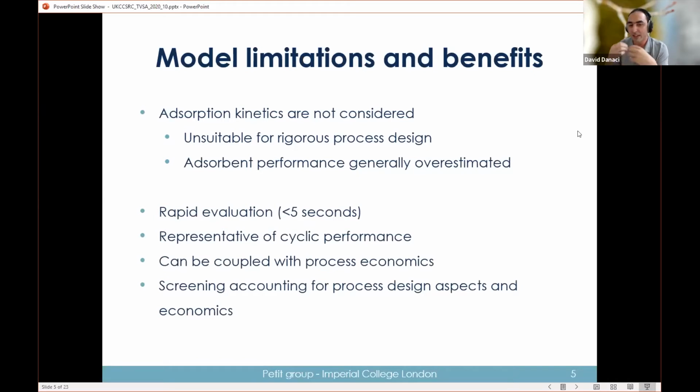The benefits, however, is that you can get a representative cyclic performance evaluation in less than 5 seconds. This is much better than rigorous modeling, which is in the tens of minutes mark. And that rapid evaluation can be coupled with process economics to then give you a screening tool or an adsorbent ranking that also accounts for the process design and economics aspect of the process. And I'll touch on that throughout some of the results as well.